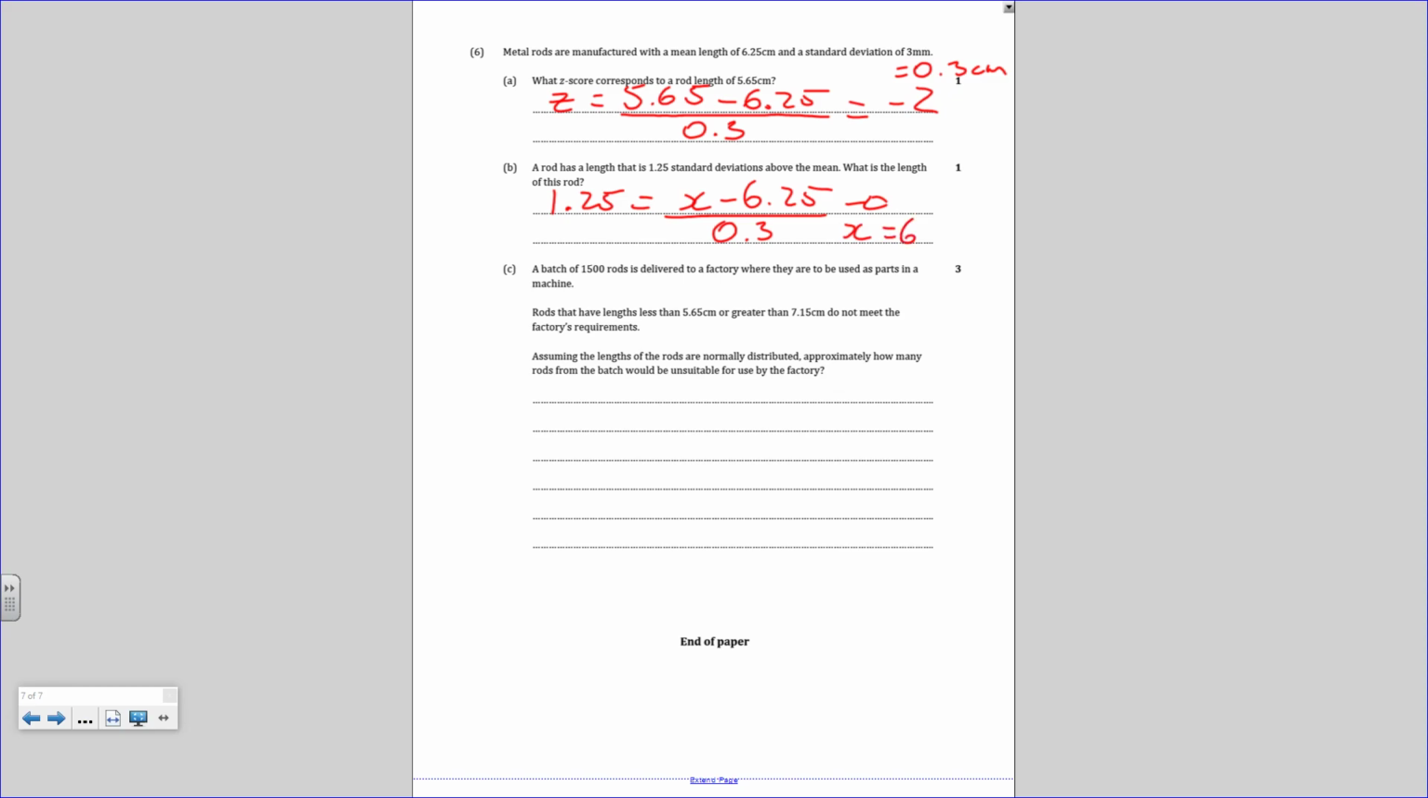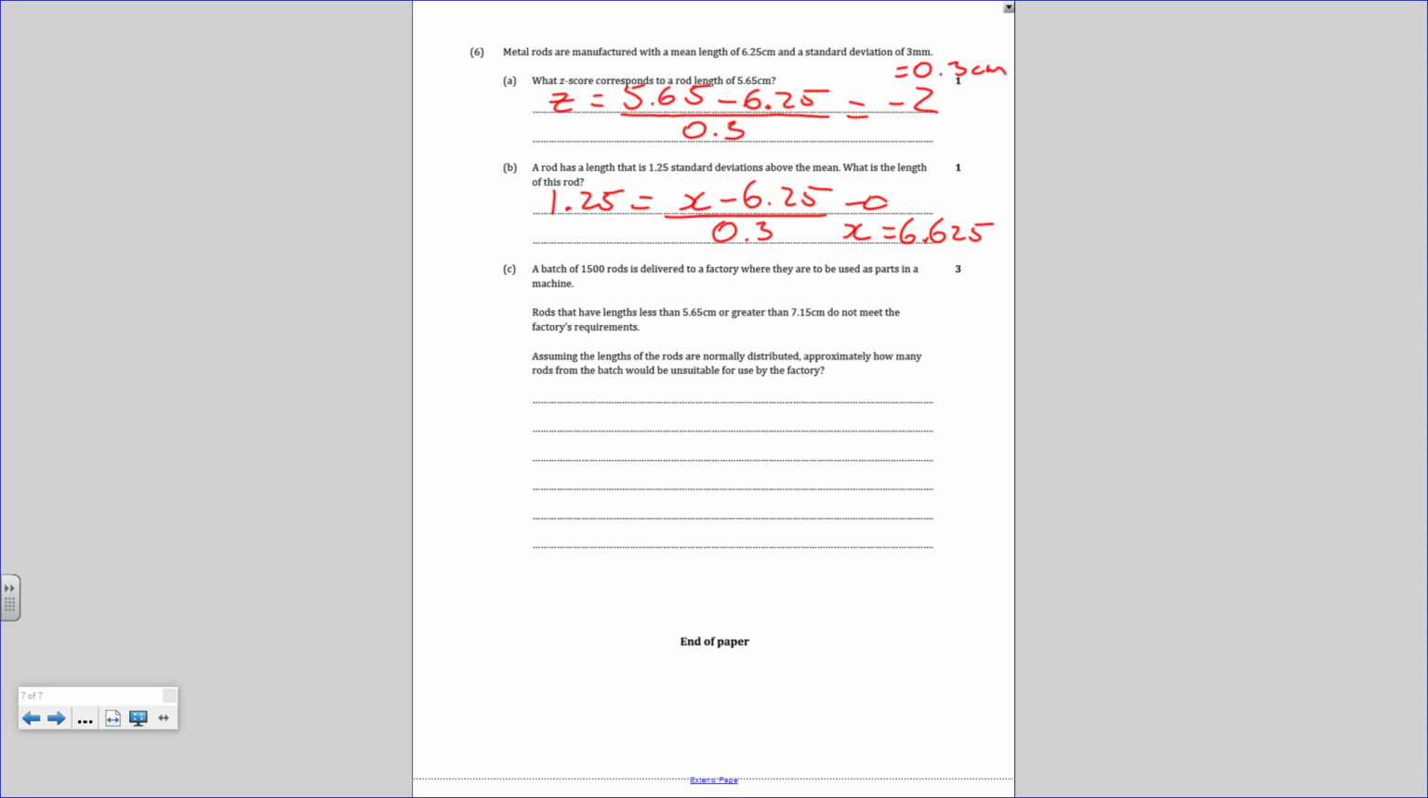So x equals 6.625. We're trying to find what score gives a z-score of 1.25. The way that you can check to see if you answered right is to put that into the z-score formula: 6.625 minus 6.25 divided by 0.3. It would equal 1.25, so that's correct.